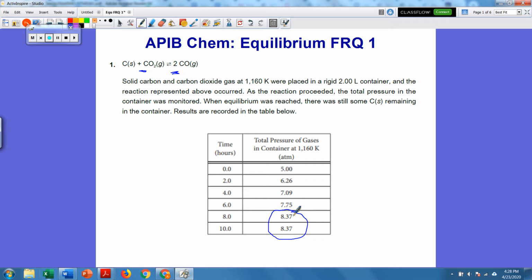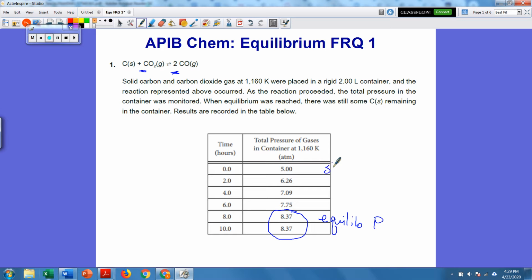Okay, so what's important about these last two is that we have reached equilibrium, because in the course of 2 hours, the total pressure and therefore the mix of these two gases did not change. Had the mix of these gases changed, because there's 2 moles of one and 1 mole of the other within the reaction, this amount of pressure would have changed. Okay, so this tells us that this is our equilibrium pressure.